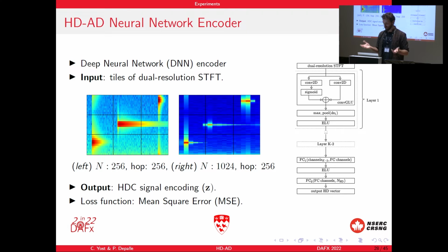So given this signal encoding, the problem then becomes generating the encoding Z given some signal. So you need an encoder. For our experiments, we choose a deep neural network encoder, which we feed tiles of a dual resolution short-time Fourier transform, and then the output of the network is this HDC encoding Z. And we train the network using mean squared error.